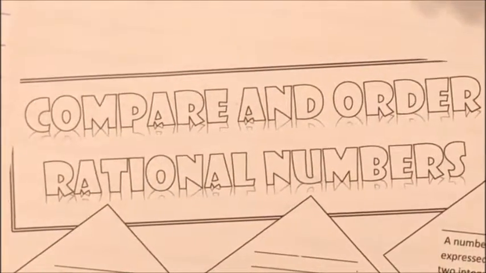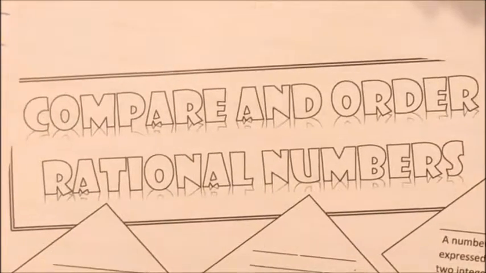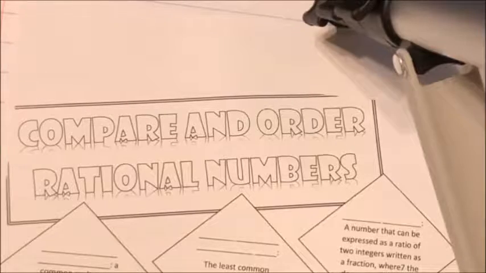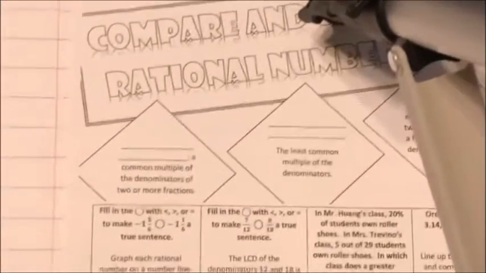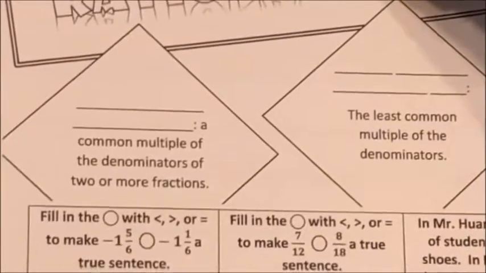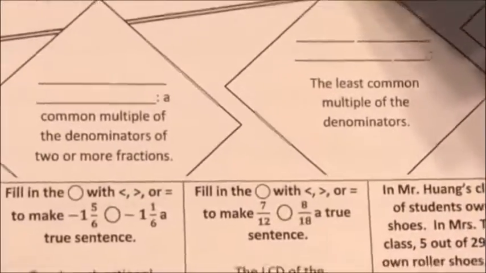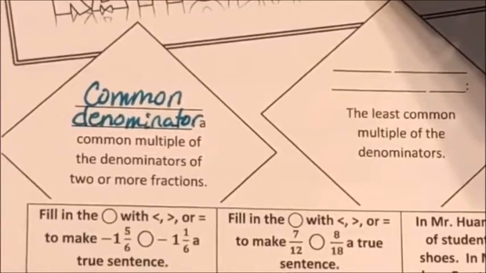This is Chapter 5, Lesson 4, Compare and Order Rational Numbers. So we have a couple of diamonds. The first diamond says blank, blank, a common multiple of the denominators of two or more fractions. In those two blanks, you're going to write common denominator. So common denominator is a common multiple of the denominators of two or more fractions.